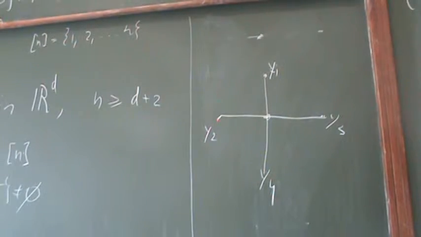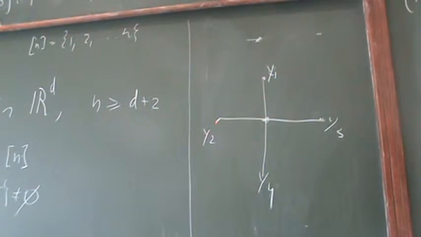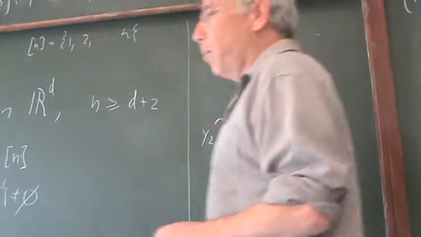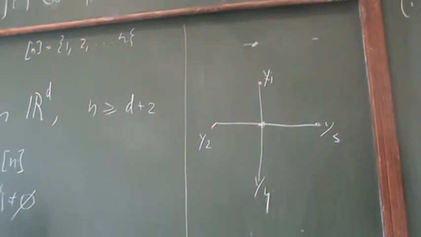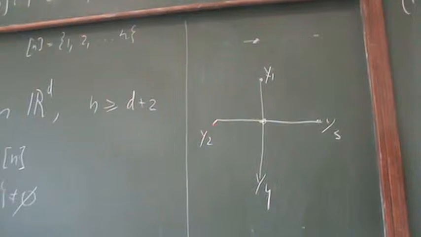Helly's proof was different. Helly's proof was based on another basic geometric property of convex sets, which is the separation property. It's also not so difficult.